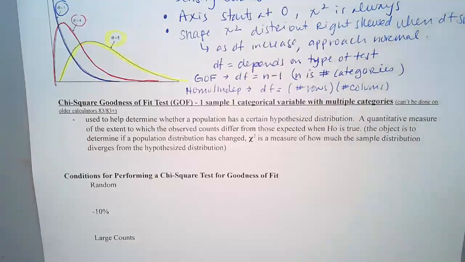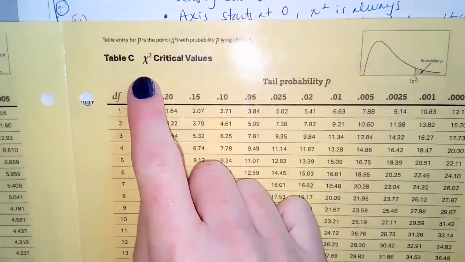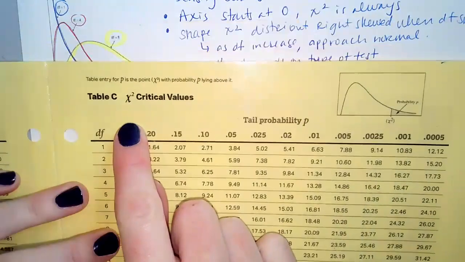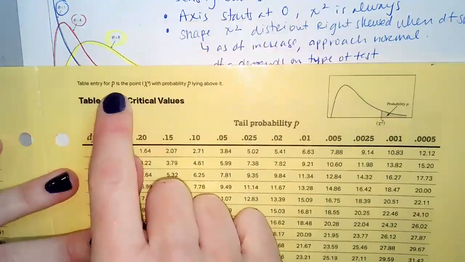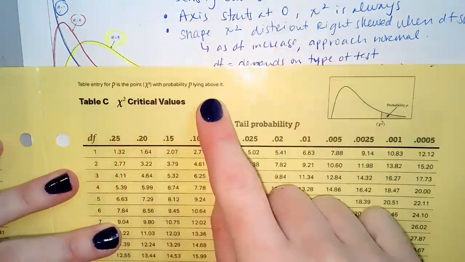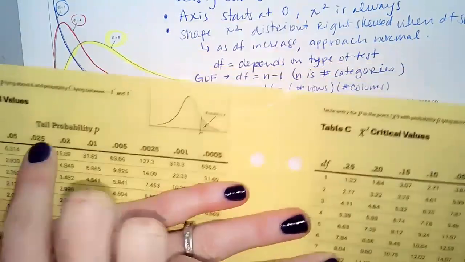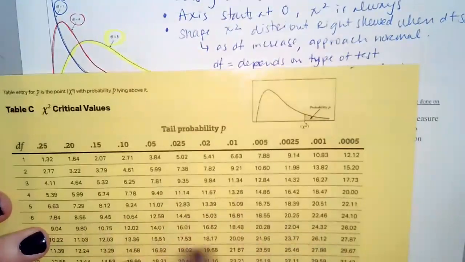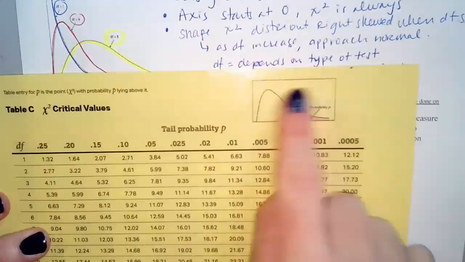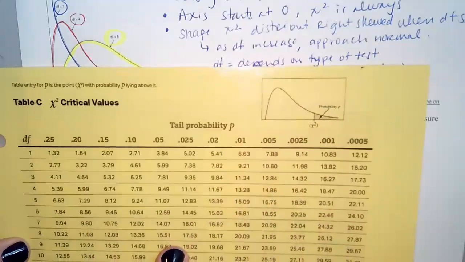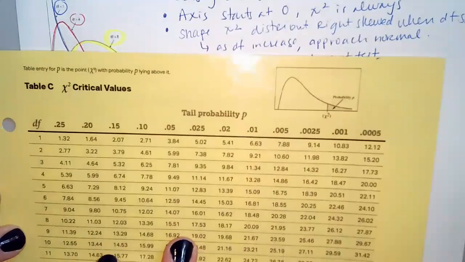Now, I do want to point out table C. So table C is where we're going to be looking in the table for the chi-squared distribution. It says the table entry for P is the point at chi-squared with the probability P lying above it. So it's just like table B, the T distribution, where the area in the distribution is above. So they'll give you the little picture here to remind you of that. And the way you read this table is just the same way that you read the T distribution.